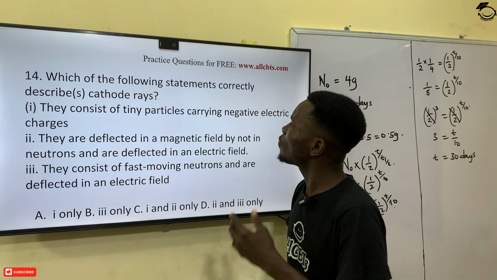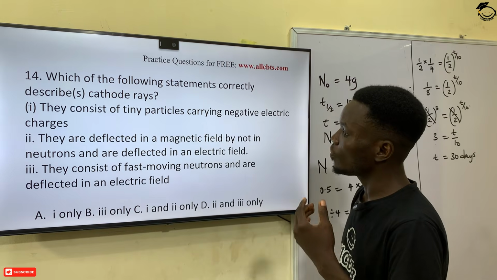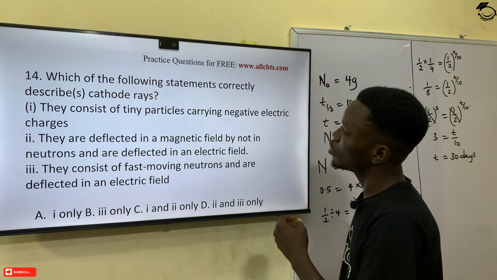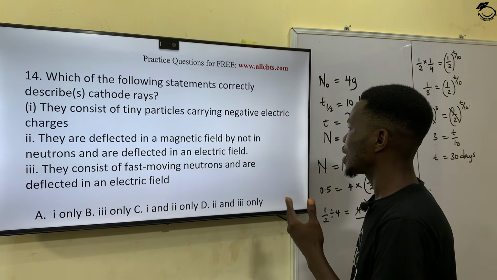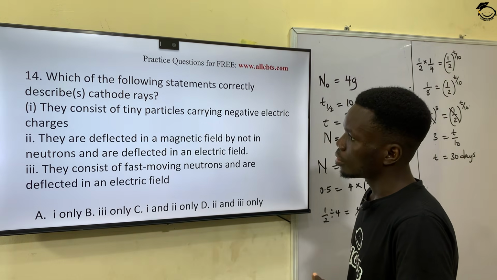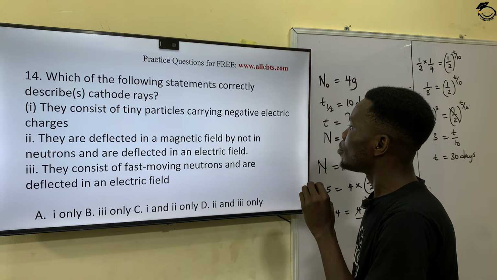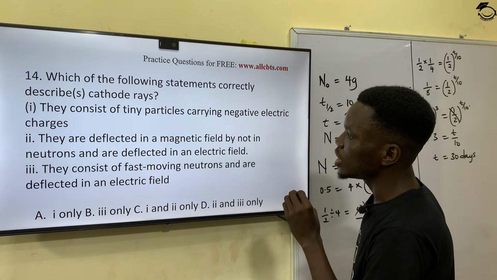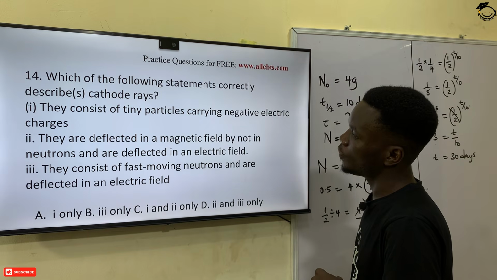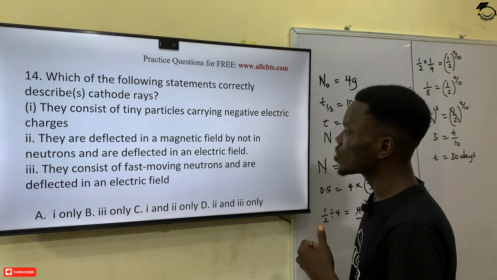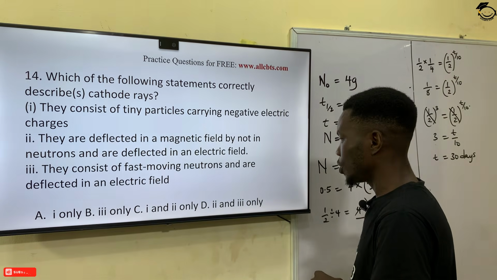So that takes us to question number 14. We say, which of the following statements correctly describe cathode rays? Statement 1 says they consist of tiny particles carrying negative electric charges. Statement 2 says they are deflected in a magnetic field but not in neutrons, and are deflected in an electric field. Statement 3 says they consist of fast-moving neutrons and are deflected in an electric field.